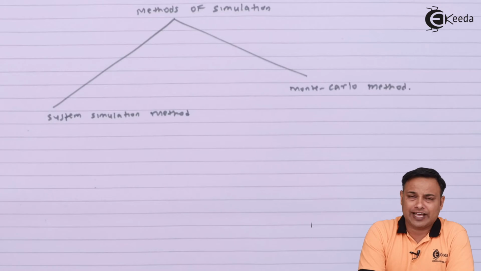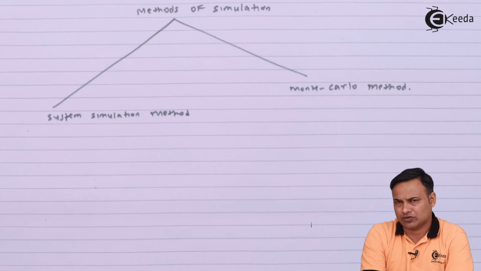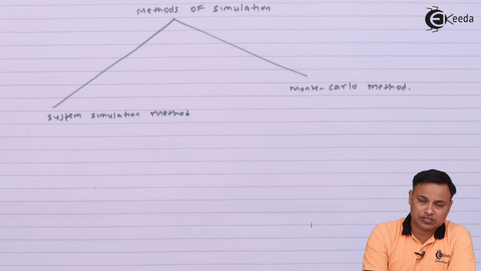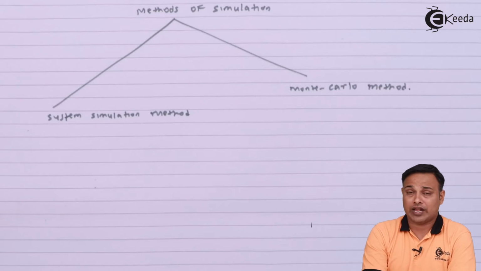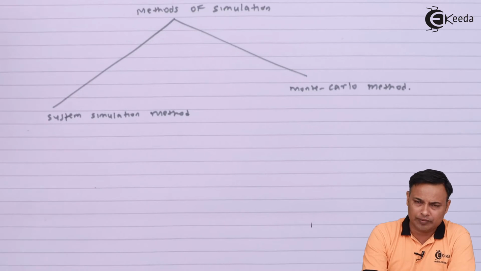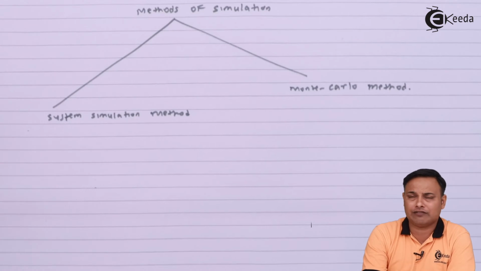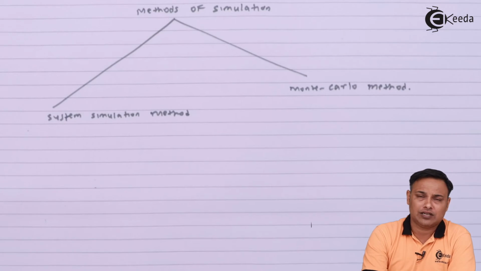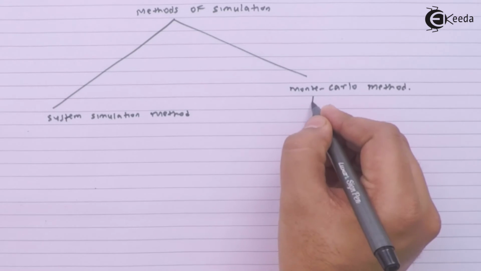The second method is called the Monte Carlo simulation method, and this is the most important method for us, and this is what we are going to discuss at a later stage today. What do you mean by the Monte Carlo simulation method? It is a method that uses random numbers, and based on probability, it tries to estimate the values.